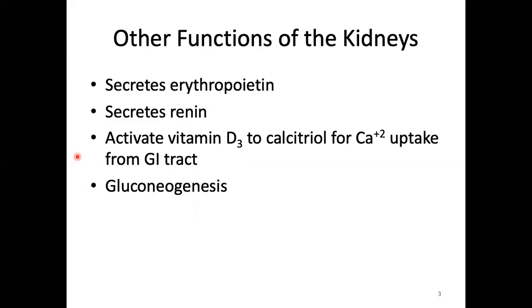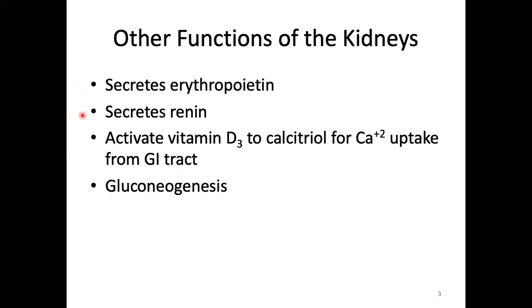Some other functions of the kidney. The kidney secretes erythropoietin. We talked about that when we talked about blood. What does erythropoietin do? Okay, so erythropoietin is released when oxygen levels are low, right? So the kidney acts as a sensor and releases erythropoietin when oxygen levels are low. And that is going to ultimately do what? Increase red blood cell production.